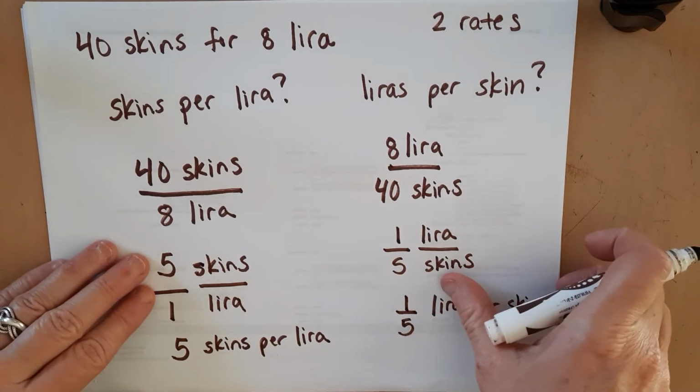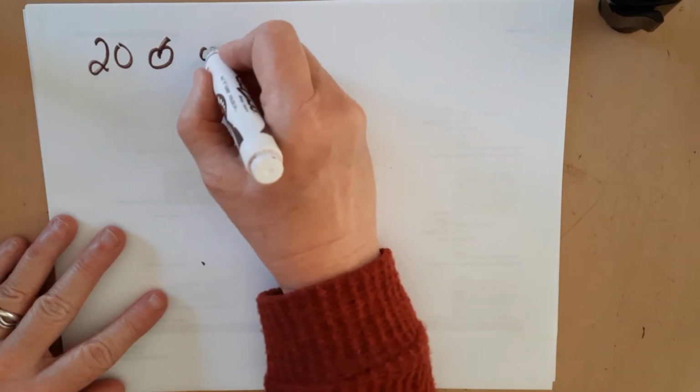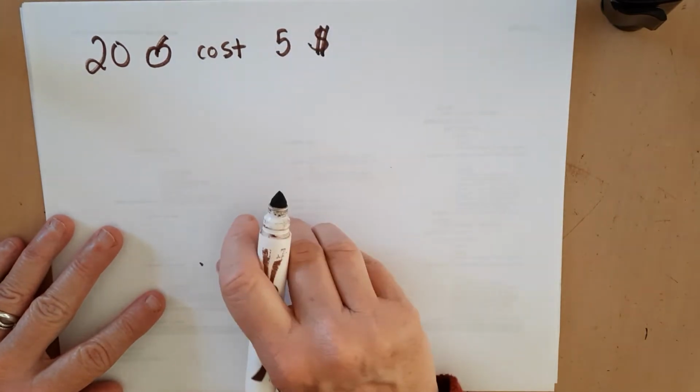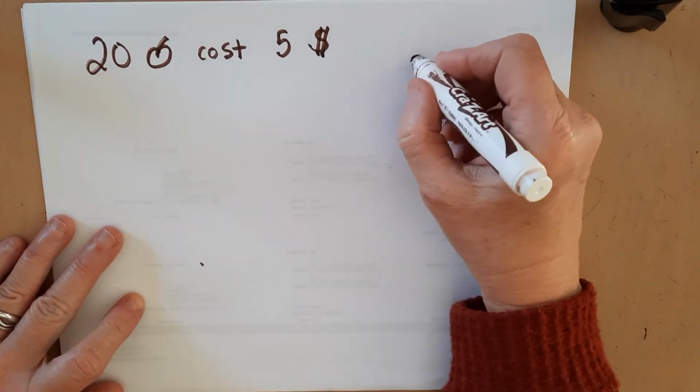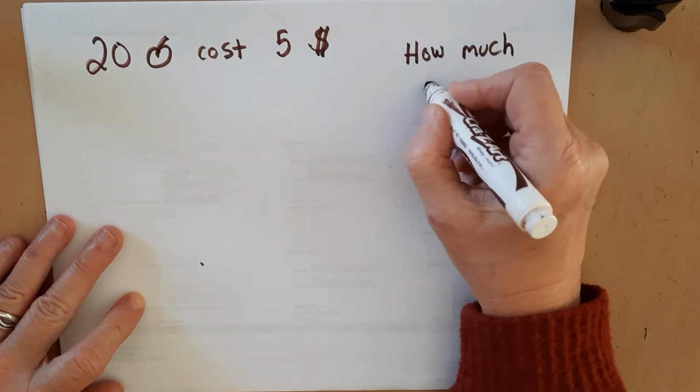Now we can use this type of ratio to solve other word problems. For example, if we know that 20 apples cost $5, and if the problem is, what will be the cost of 40 apples? How much is 40 apples?